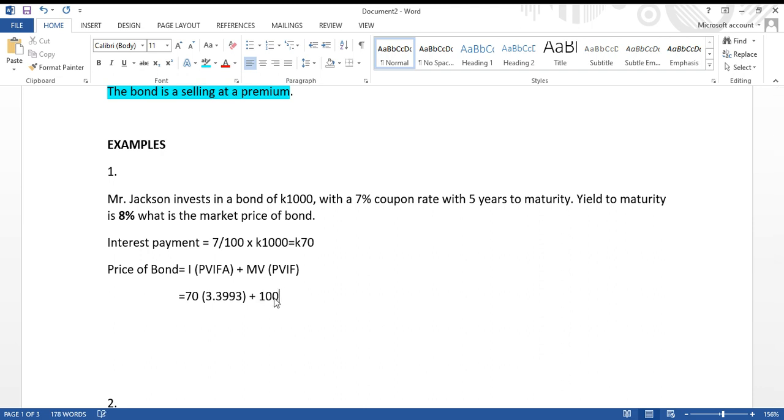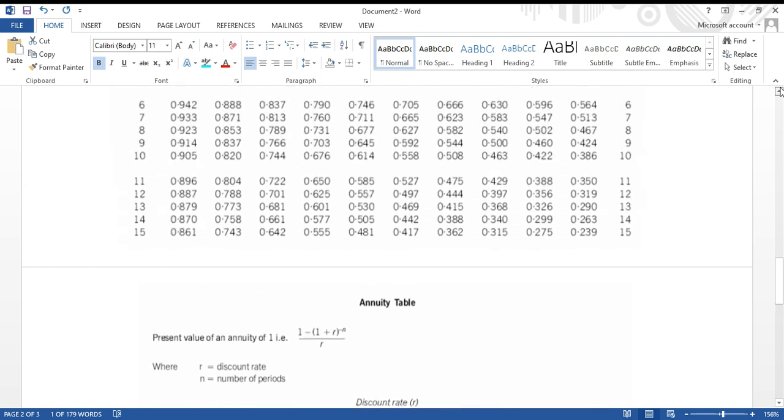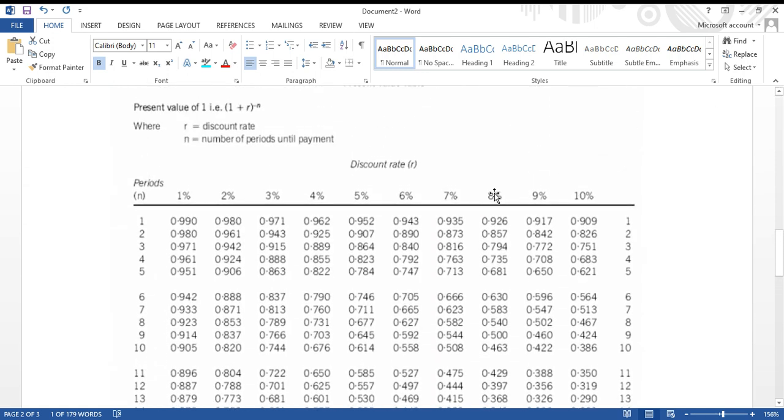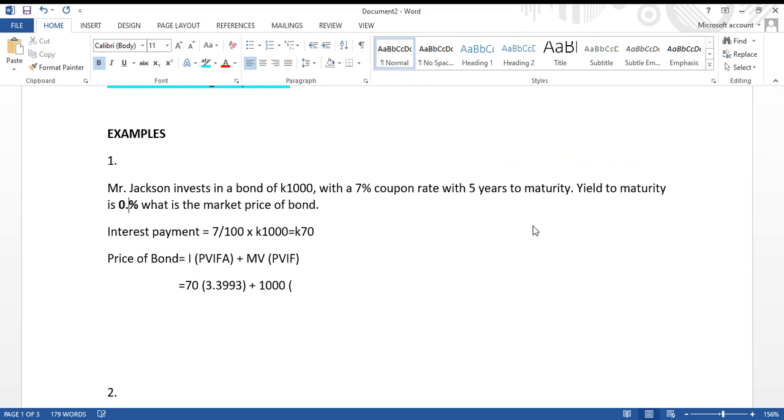Plus our maturity value, which is 1000, and then we multiply it by our present value factor. Our discount rate again is 8%, so we go to our present value tables. We go to the present value table here, discount factor 8%, in year 5, and this is going to be 0.681. This debt yields after 5 years, so our value is 0.681.